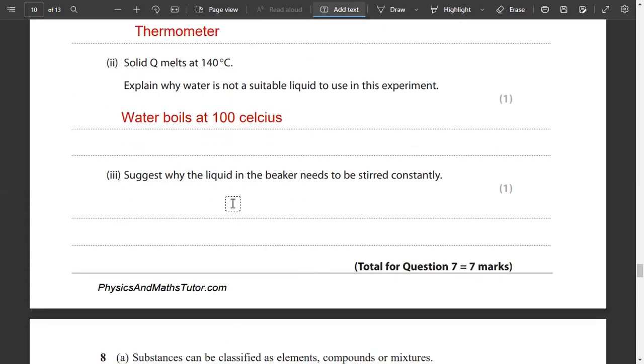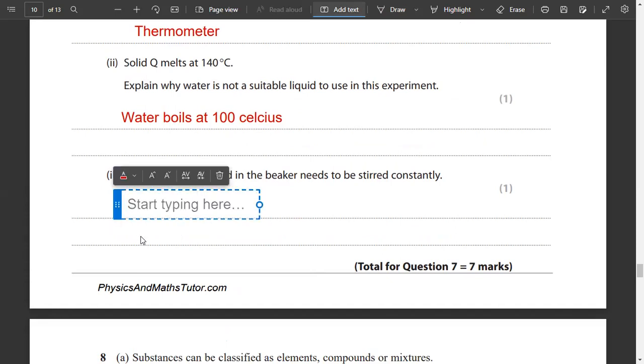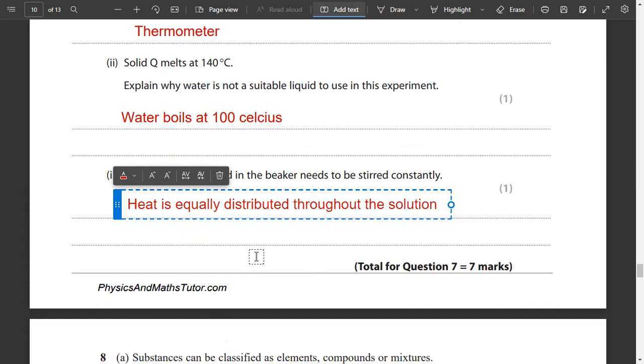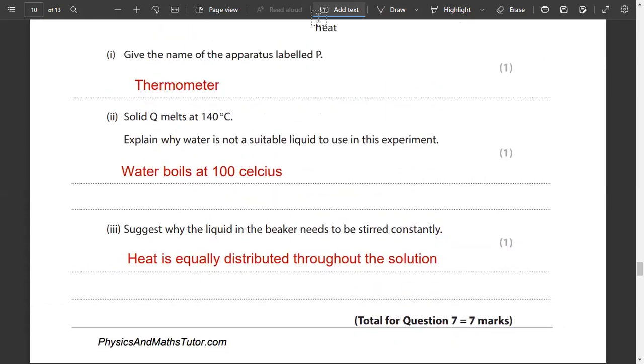Suggest why the liquid in the beaker needs to be stirred constantly. Why do we keep stirring it? So that heat is equally distributed. हम mix क्यों करते हैं? Why do we mix? So the heat is equally distributed throughout the solution. This is your correct answer for this question.